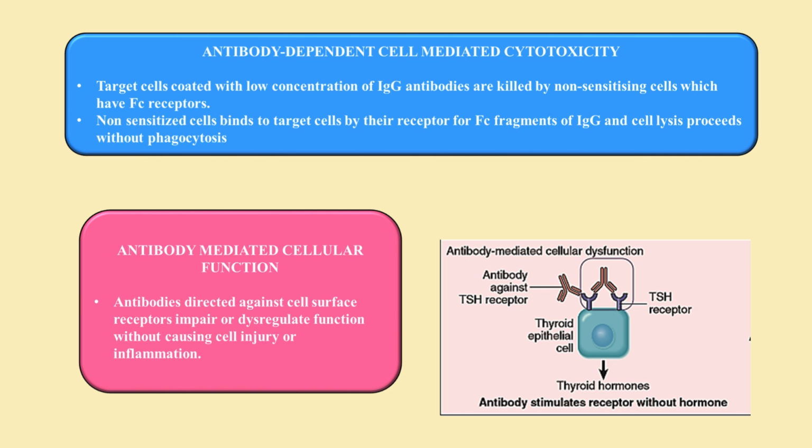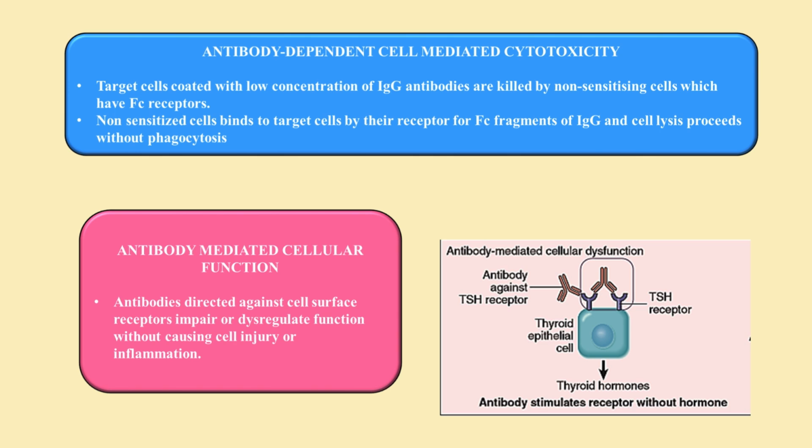Now that we have spoken about the complement dependent reaction, let's talk about antibody dependent cell mediated cytotoxicity. Here the target cells are killed by non sensitizing cells. The target cells are coated with a low concentration of IgG antibodies and are killed by non-sensitizing cells which have Fc receptors. So what happens is the Fc receptors detect the IgG and cause cell lysis or breakdown of these target cells, without causing any phagocytosis.